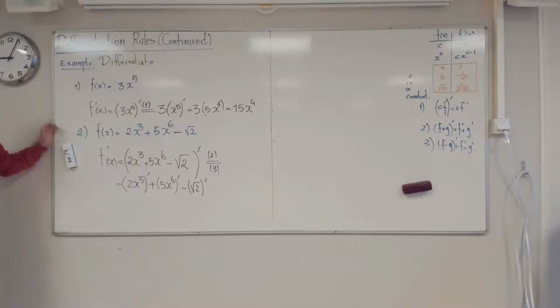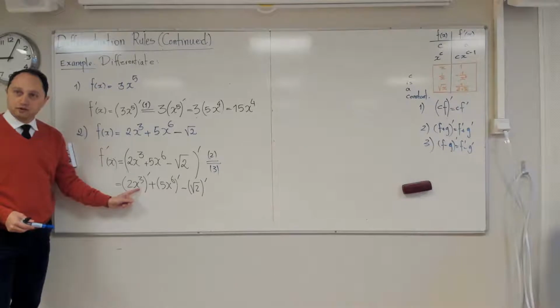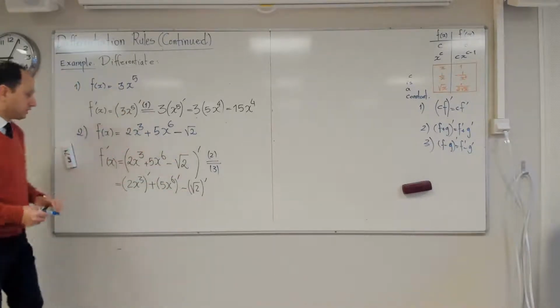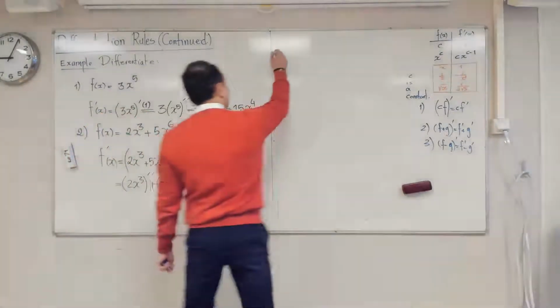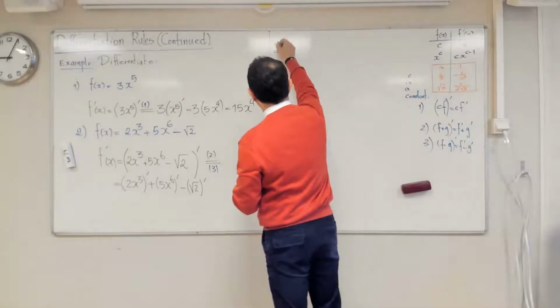Rule number 1, yes? Because now this is the product between a number and a function, the product of a number and a function. For this one, I can use something extra. We can come back to that. So let me continue.